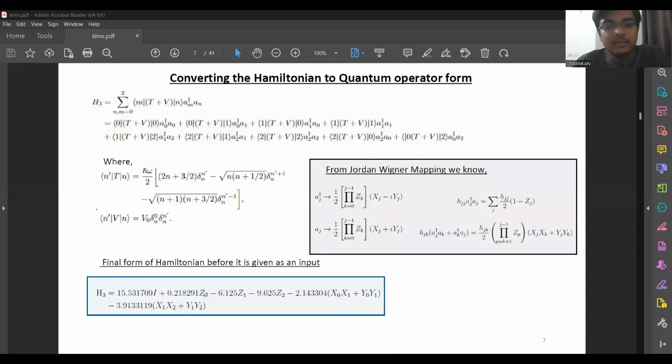And then the second term is Z0. So Z0 means there will be a Z matrix operating on the 0th qubit. 0th qubit means the first qubit, and so on. So the subscripts denote the qubit on which the gates are acting. So we have successfully converted the Hamiltonian from second quantized form, or creation annihilation operator, to a form which can be well understood by the quantum computer in the form of Pauli matrices.